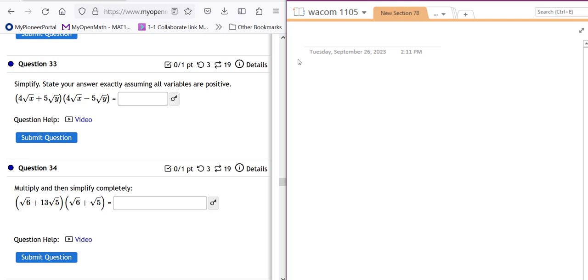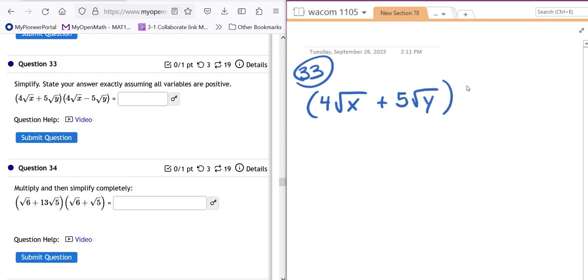All right. Basically, things that are inside the radicals multiply and things that are outside the radical multiply. This is going to be a FOIL. So 4 times square root of x plus 5 times square root of y times 4 square root of x minus 5 square root of y. Okay, so it is a FOIL problem.